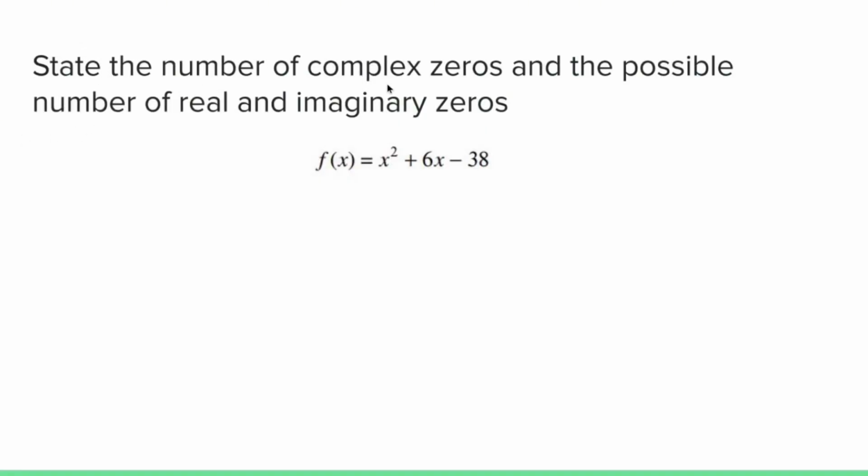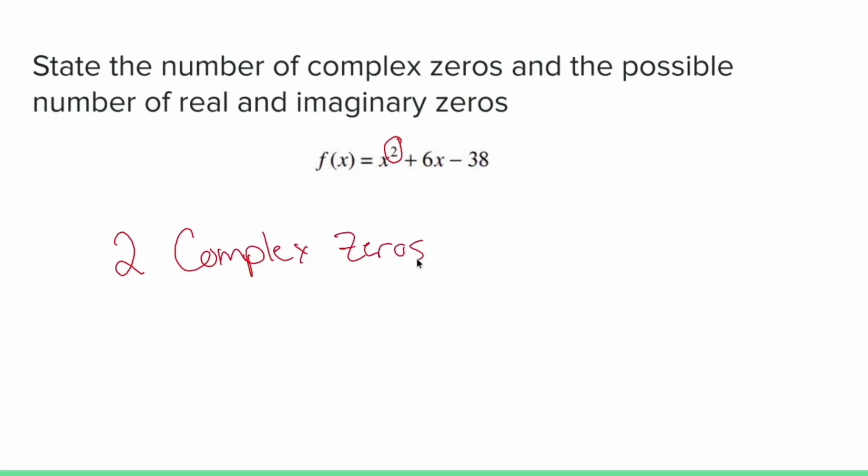State the number of complex zeros and the possible number of real and imaginary zeros. All right, whenever you're asked to state the number of complex zeros, what you do is you look for the highest degree attached to a variable, which is 2. That tells you how many complex zeros there are, so we're going to say 2 complex zeros.